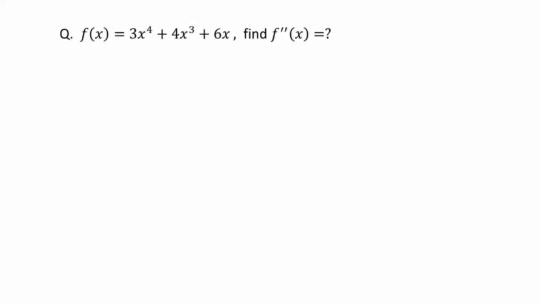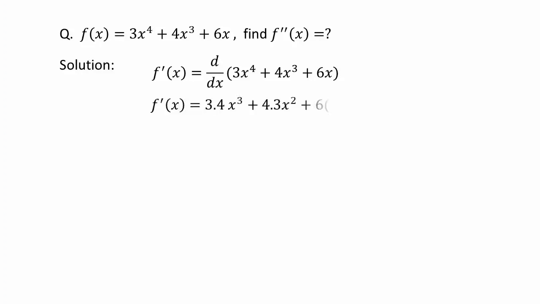Now differentiating with respect to x, so we can write f prime of x is equal to d by dx of 3x power 4 plus 4x cube plus 6x. So f prime of x is equal to 3 as it is, the derivative of x power 4, which is 4x cube, plus 4 as it is, the derivative of x cube, which is 3x square, plus 6 and the derivative of x, which is equal to 1.